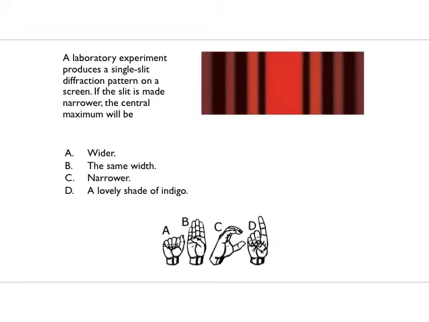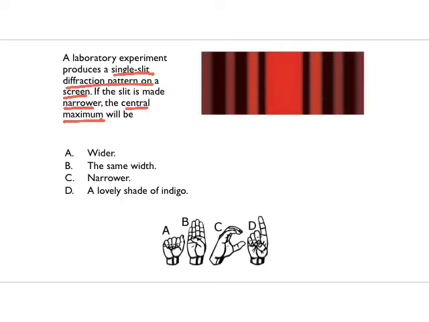Let's take a look at our first problem. A laboratory experiment produces a single slit diffraction pattern on a screen. If the slit is made narrower, what does that do to the central maximum? Think about that. In class, I would say you have 1 minute to think about this. But now I want you to pause the video, quickly come to an answer, come to a conclusion. I'll be back.